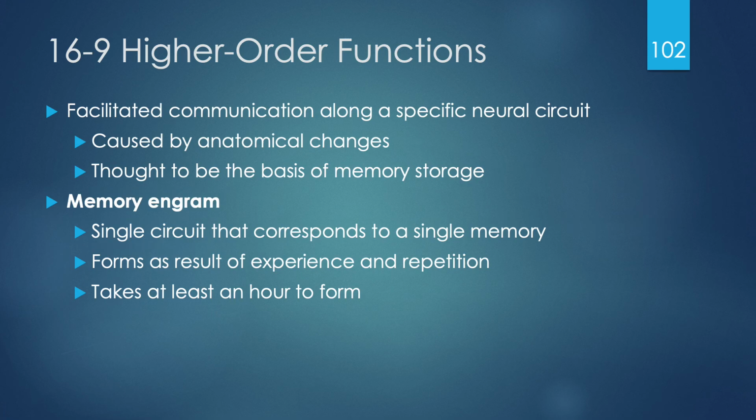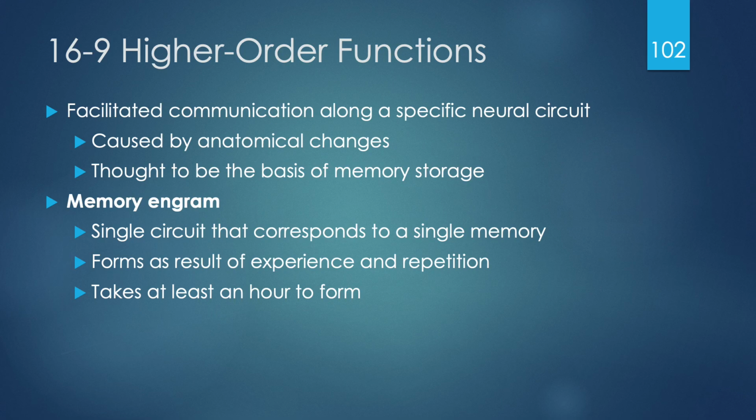Those three steps that we just described are all facilitating the communication along a specific neural circuit. So this will be caused by anatomic changes, specifically including the addition of new growths of new axon terminals to be able to synapse upon the postsynaptic neuron. And this is considered to be the basis of memory storage. So a memory engram is just a single circuit from start to finish that corresponds with a single memory. So the idea is that you have a specific memory located in a specific portion of your brain, and the pathway to get there is a memory engram single circuit.